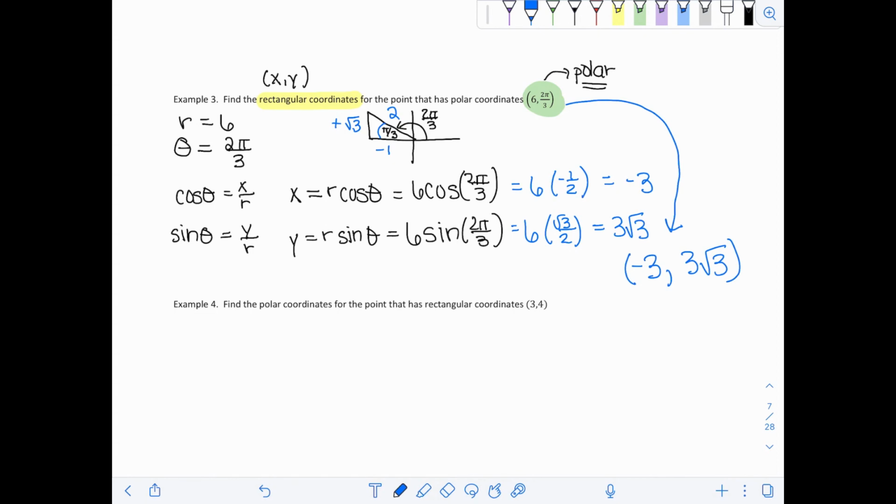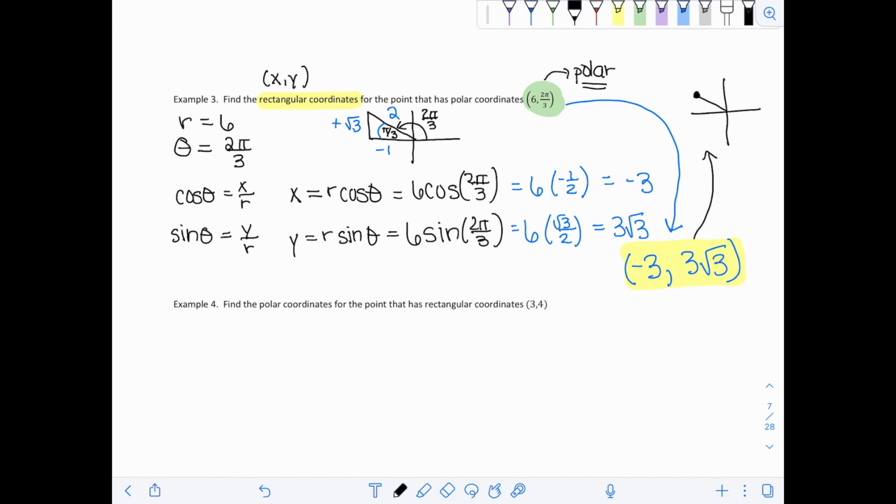One thing that I think is really good to check with your answers here is that it's in the right quadrant too. For (6, 2 pi over 3), I've already talked about how 2 pi over 3 is in quadrant 2, and if we went out to a radius of 6, we'd get some point. We can see if the answer we got makes sense here, which is that it makes sense that the x would be negative and the y would be positive. So that checks out.